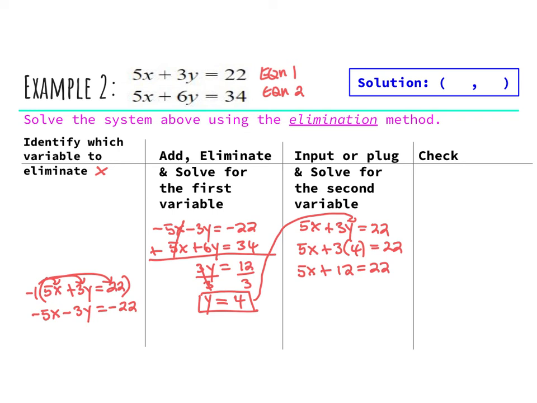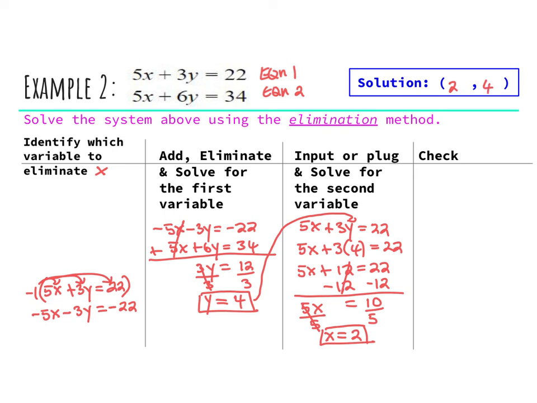Solving for x, we take away 12 from both sides. And then we're left with 5x. 12 minus 12 is 0, so that goes away. And then 22 minus 12 is 10. Dividing both sides of the equation by 5, 5 divided by 5 is 1. And we have x equals 10 divided by 5, which is 2. So we found our solution. The value of x is 2, and the value of y is 4.